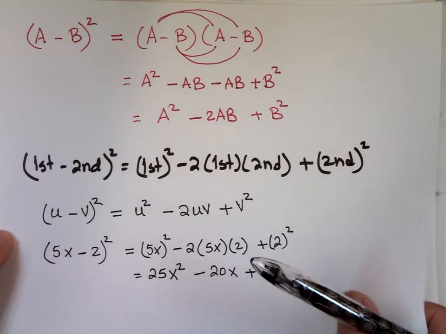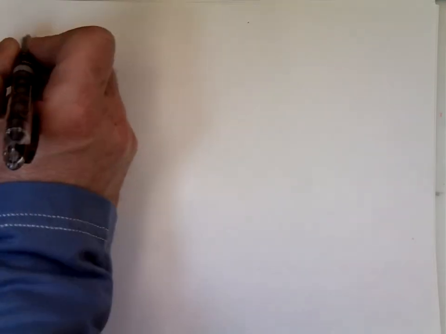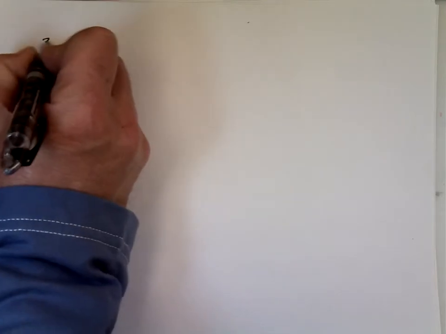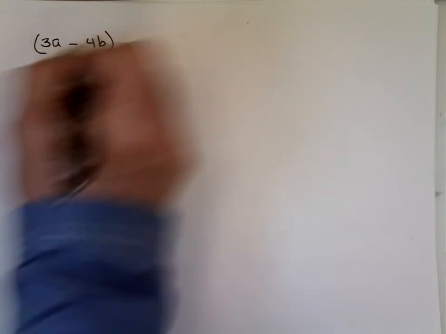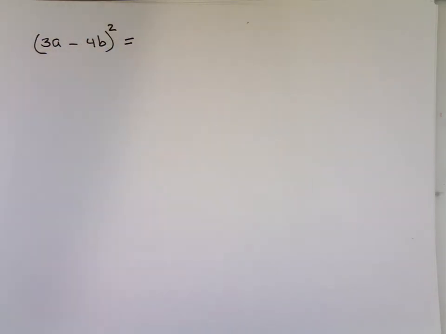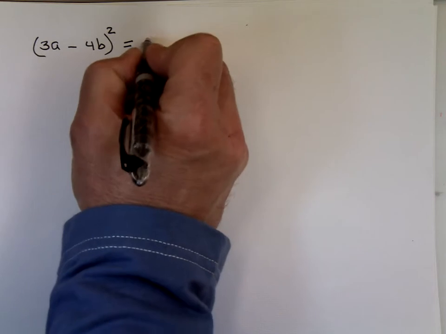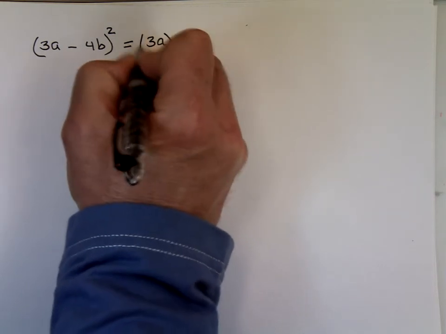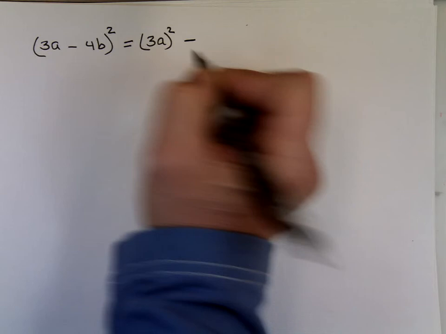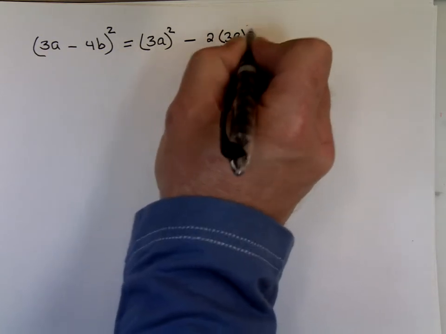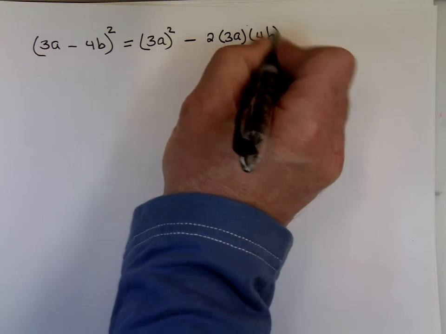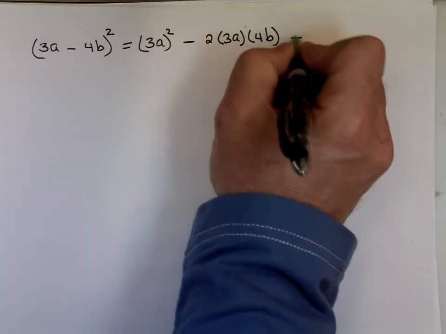I'll go to the next page. If I have 3a minus 4b squared, again, square the first, minus 2 times the first times the second, and square the second.